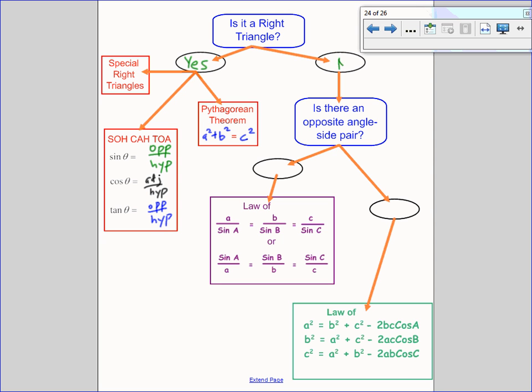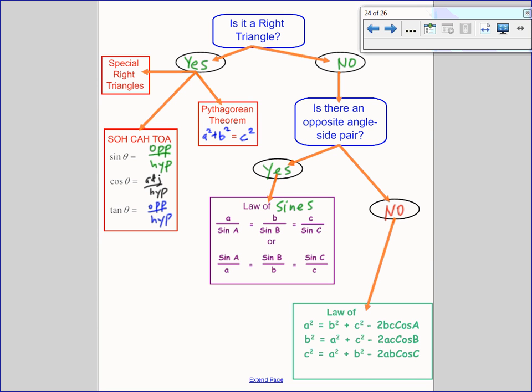If I don't have a right triangle, then I'll go ahead and see, do I have an opposite side angle pairing, right? Do I have both C's? Do I have both B's? Do I have both A's? If so, then I can use the law of sines, where I need an opposite side angle pairing to fill up the fraction. If no, then I'll have to use the law of cosines, which is a little bit more complicated, right? But still, we used it to find missing sides and missing angles in class today.